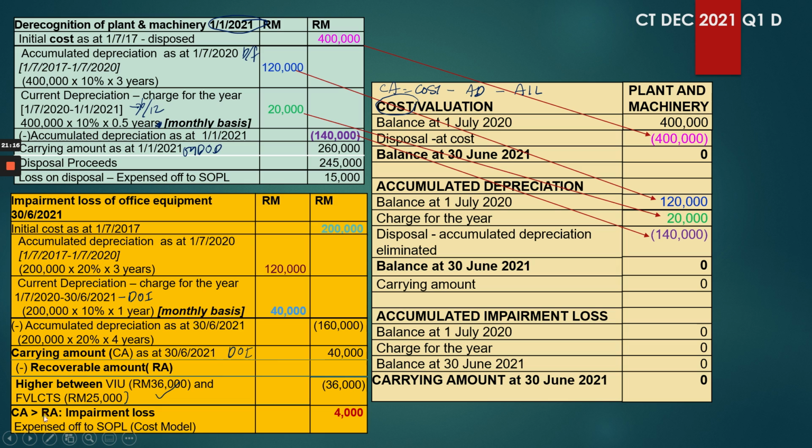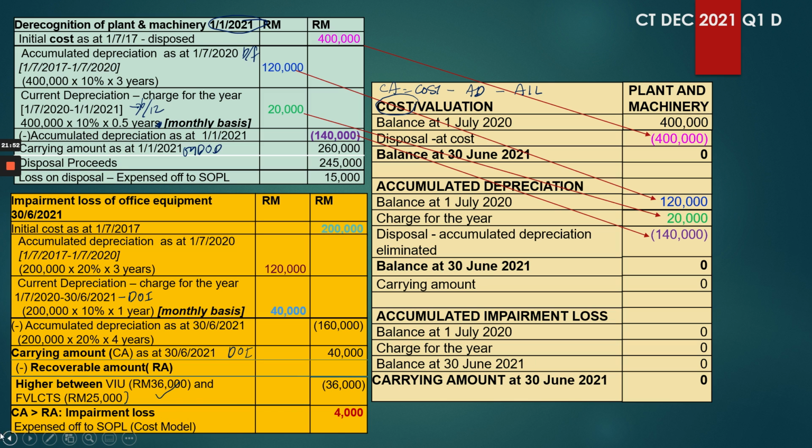Then you will see that the carrying amount is actually greater than the recoverable amount. Whenever it is greater, there is an impairment loss. If the recoverable amount equals the carrying amount, there is no impairment. And this only happens if the carrying amount is higher than the recoverable amount. Under the cost model, the impairment loss will be expensed off to the SOPL. So if you want to do the journal entry, this will be debit impairment loss in the SOPL, and you will credit accumulated impairment loss.